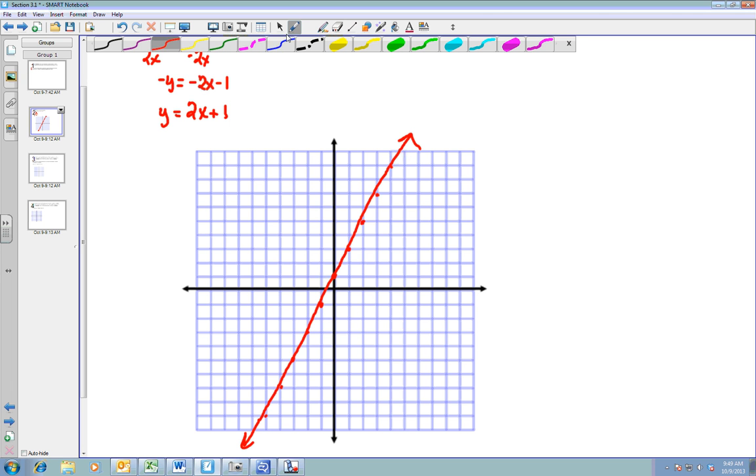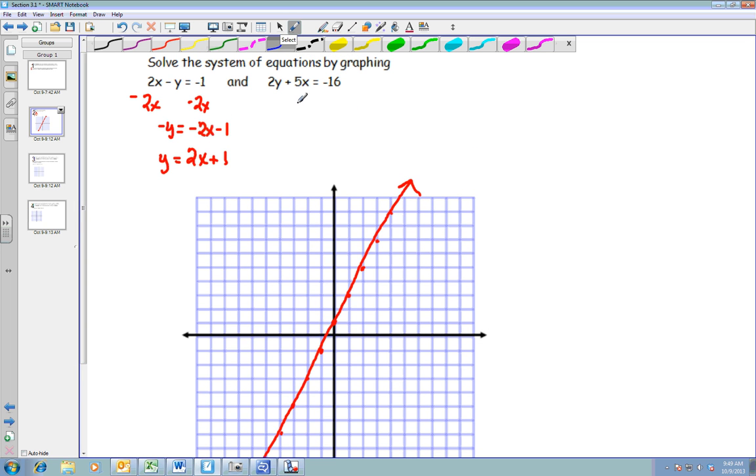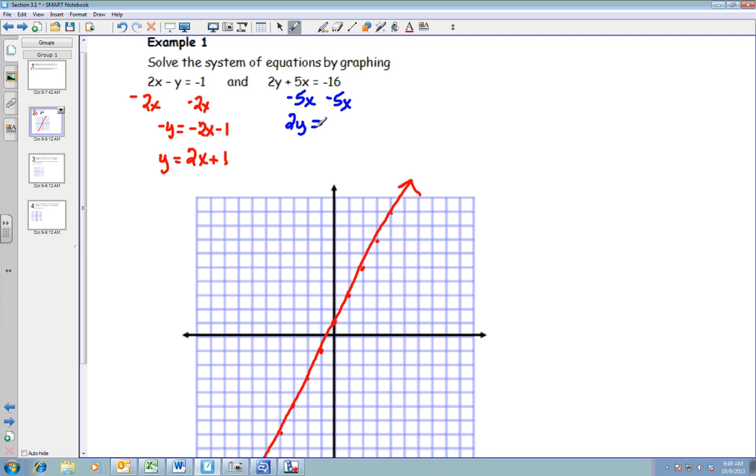Now we're going to solve this second equation. I need to solve for y, so I'm going to subtract 5x. Now I have 2y equals negative 5x minus 16. Then I need to divide everything by 2, so I have y equals negative 5 over 2 times x minus 16 over 2, which is 8.